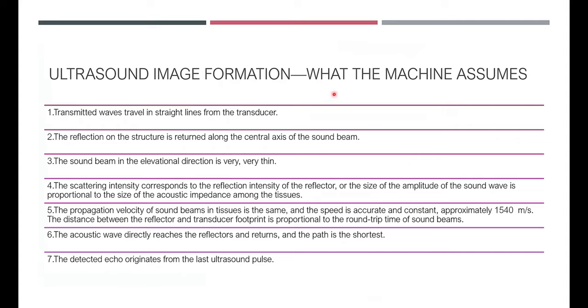Now, the ultrasound machine, unfortunately, does not have a brain. So it assumes that waves travel in straight lines. It assumes that when a wave is generated, it will hit a structure and come back to you vertically. It will assume that the sound beam that it's giving, which is a linear beam, comes back as a linear beam and comes back 100%. It basically assumes that it travels at the same speed through the structure, so that the footprint throughout is completely the same. And basically any sound wave going perpendicular to the probe returns back with the shortest possible path. The detected echo from deeper takes a longer time to come back to the probe.